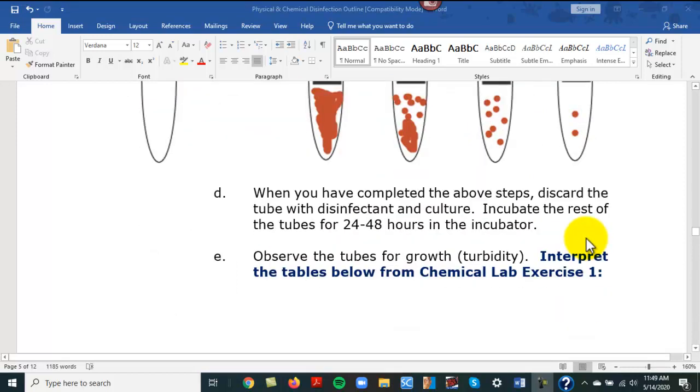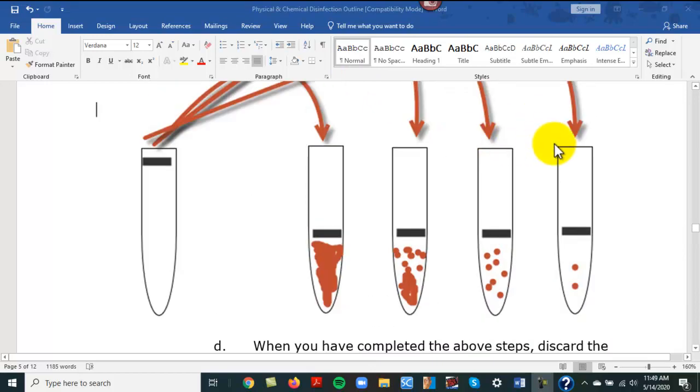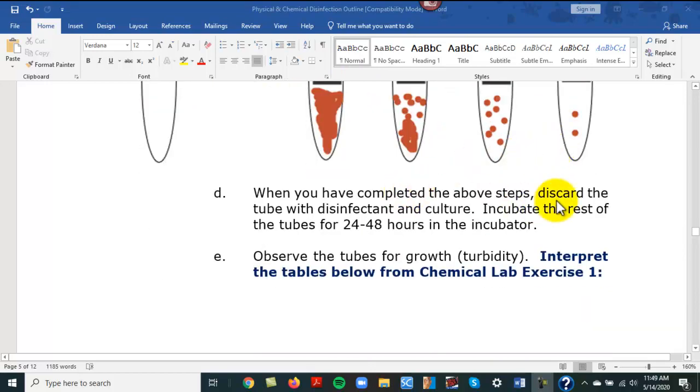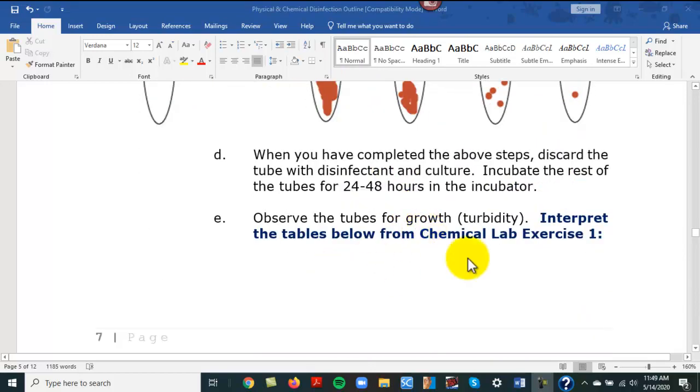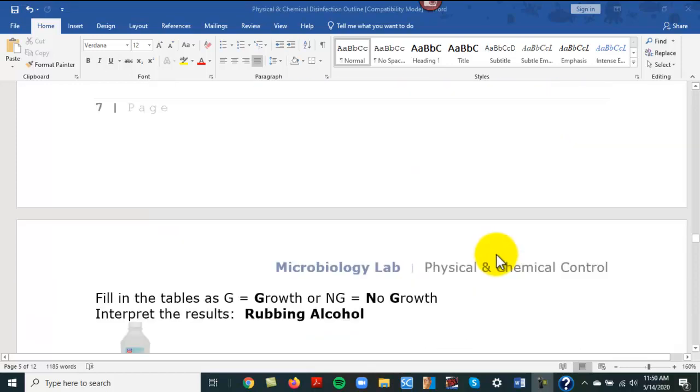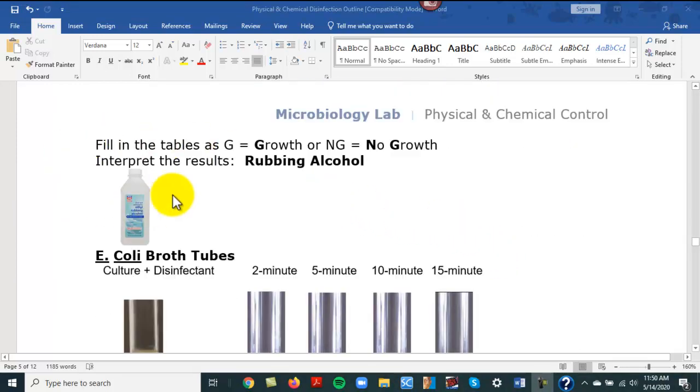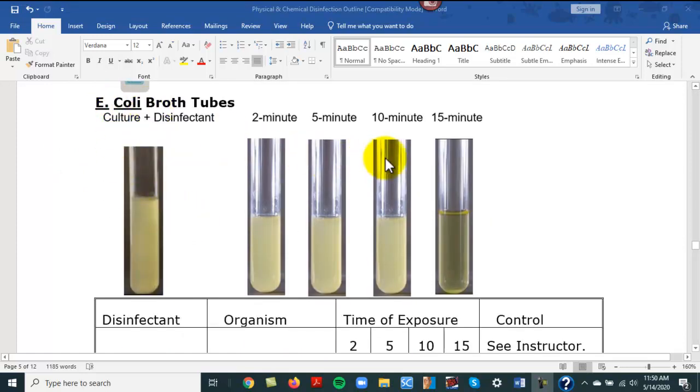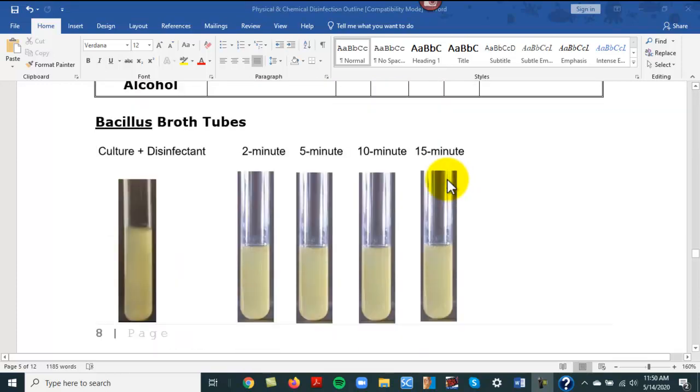So that's going to be our lab scenario. Once you would inoculate these tubes, you would then put them in an incubator for 24 to 48 hours, and you come back and read the results. So let's do this one first. Rubbing alcohol. Done this in the past. Here is the series of E. coli tubes after they've been incubated. And here's the series of bacillus tubes after they have been incubated.